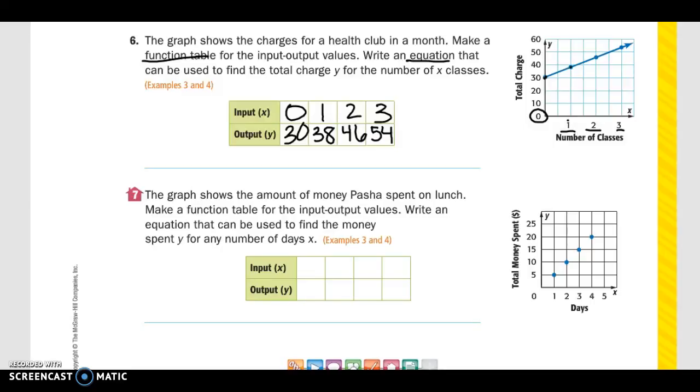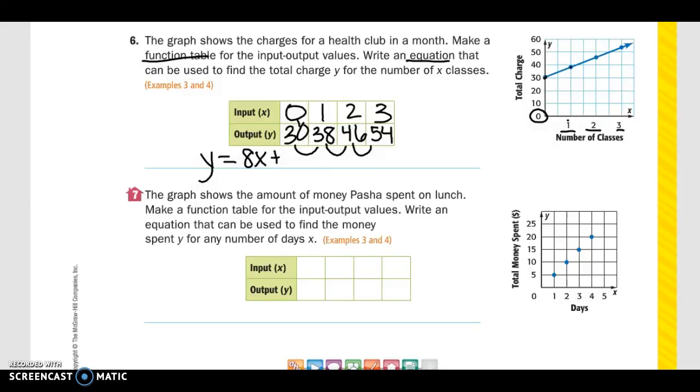Okay, so I need to find an equation now. So we're going to do y equals, and if I look from 0 to 30, 1 to 38, 2 to 46, 3 to 54, I can tell off the bat I can't get there in one step. So what I'm going to do is figure out how to get from 30 to 38, 38 to 46, and 46 to 54. And if you see that, we're adding 8 each time. So we have 8x.